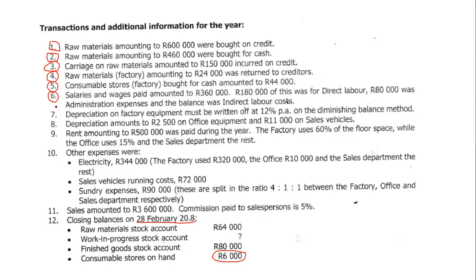Seven. So we have to calculate the depreciation of the factory equipment that will be put on our factory overheads. The depreciation rate is 12% per annum on the diminishing balance method. We're still good. Yes. Now, how do we calculate depreciation there?